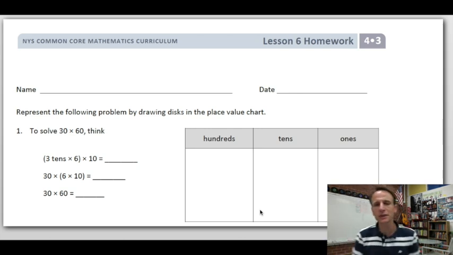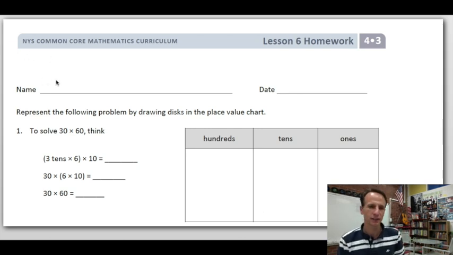Homework time! Homework time is here again. Happy days are here again. Lesson 6 of Module 3.